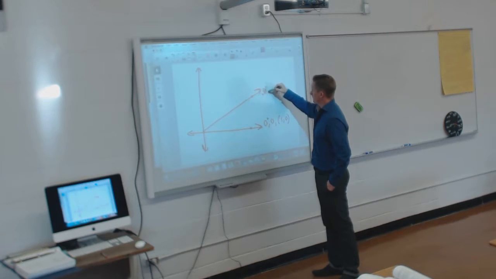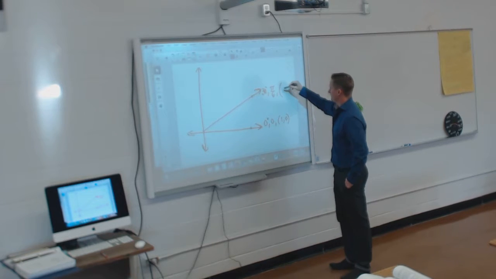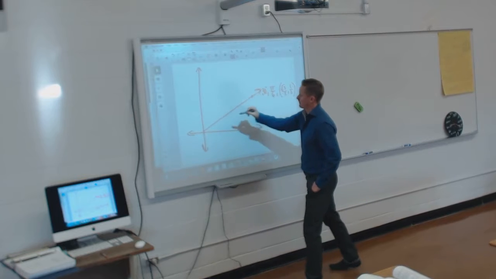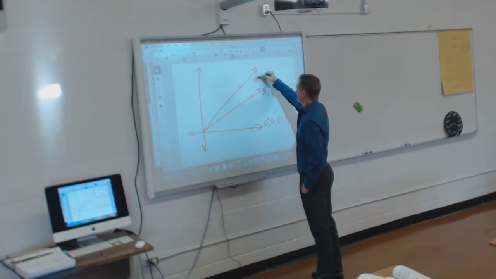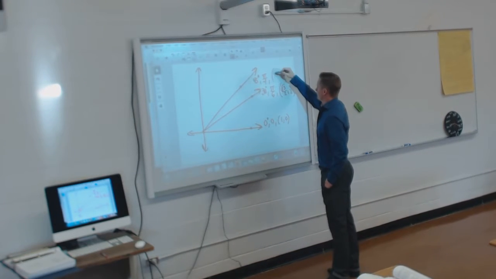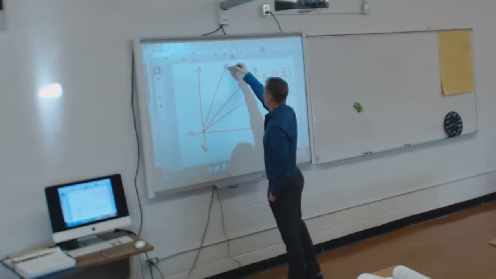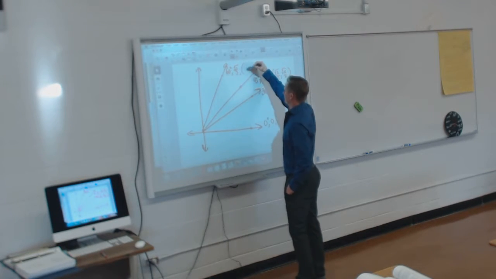30 degrees. How many radians? 5/6. Coordinates? Good. 45 degrees? 5/4. 60 degrees? 5/3. 1/2.